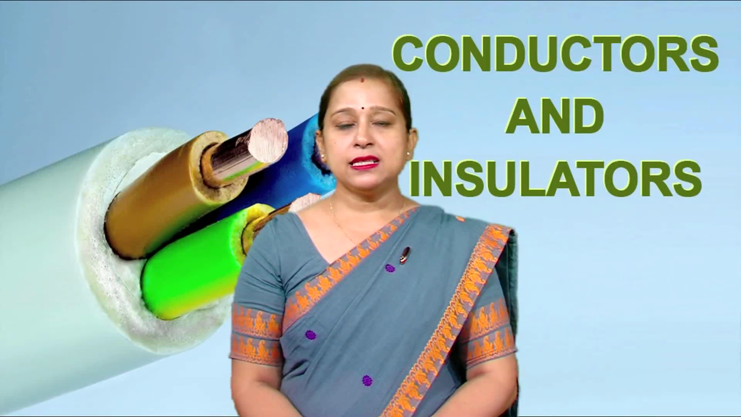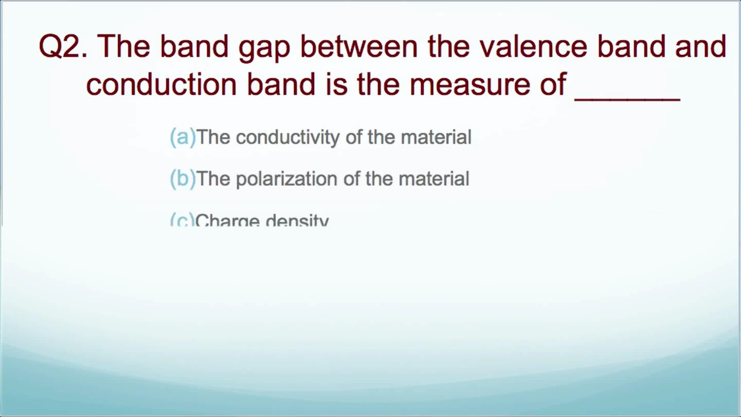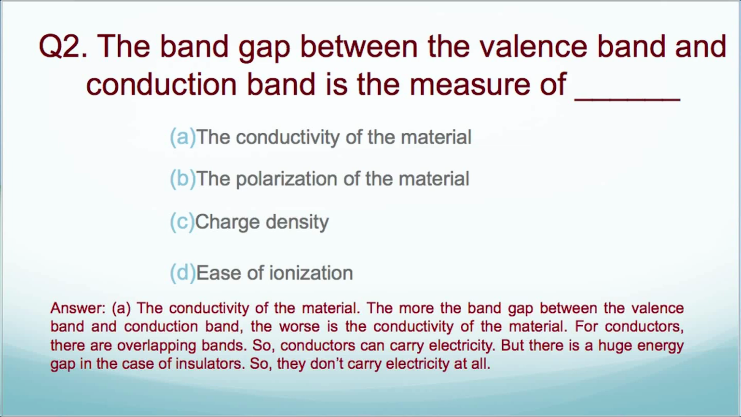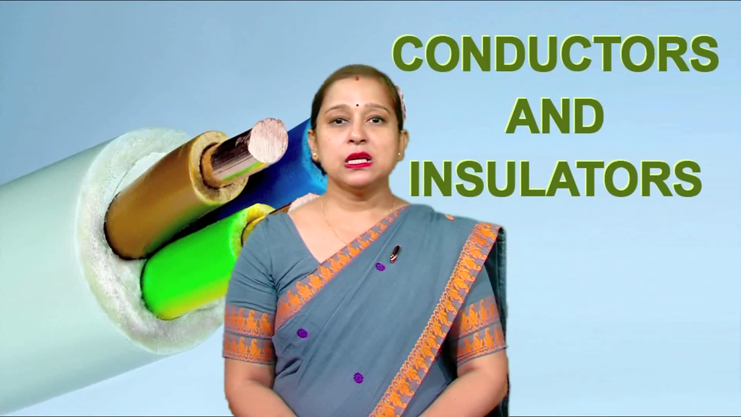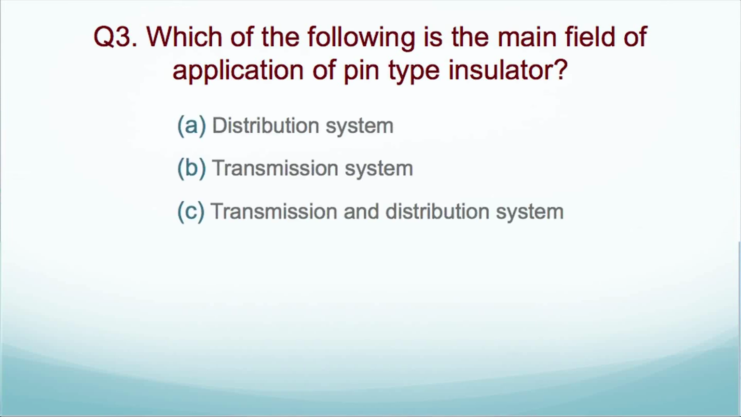The second question is, the band gap between the valence band and conduction band is the measure of: A. The conductivity of the material, B. The polarization of the material, C. Surge density, or D. Ease of ionization. So the answer is, it is the conductivity of the material. The third question is, which of the following is the main field of application in case of pin-type insulator? Distribution system, transmission system, transmission and distribution system, EHV transmission system. So the answer is distribution system.